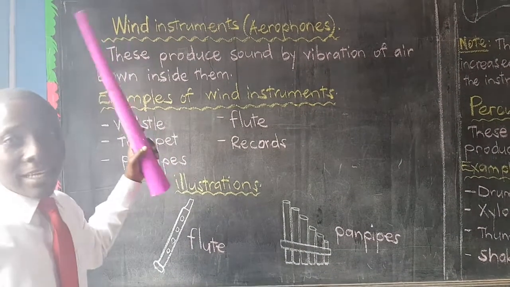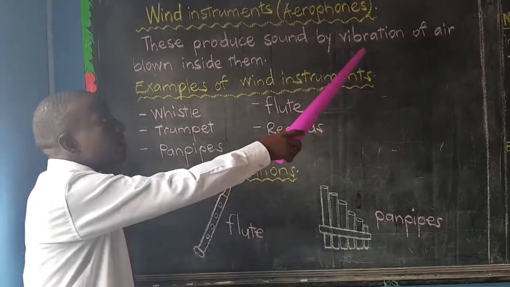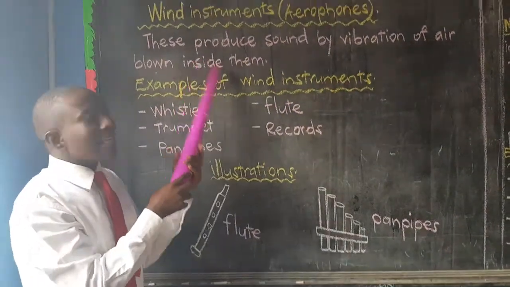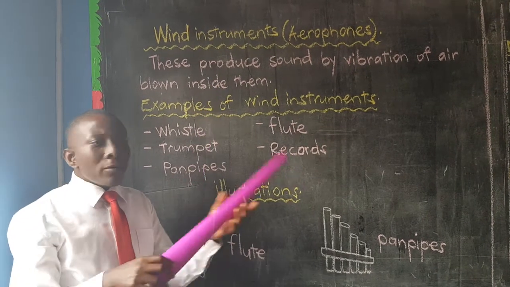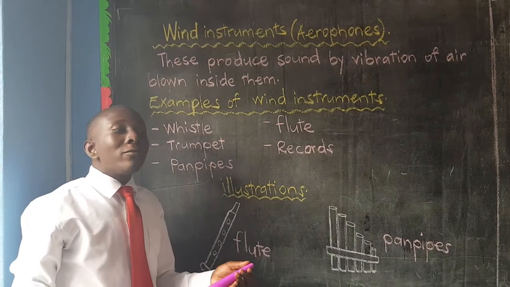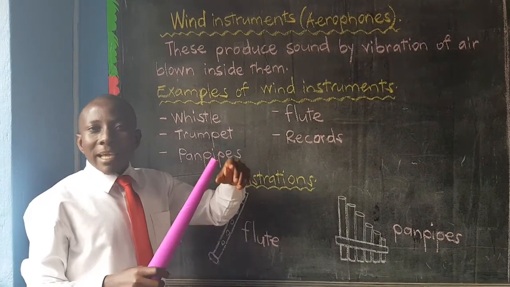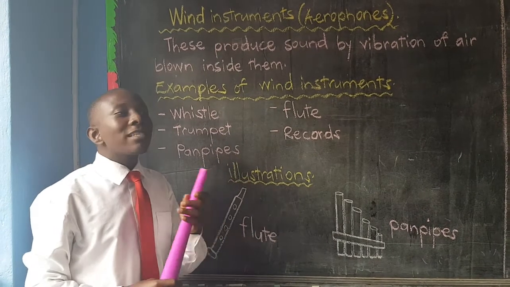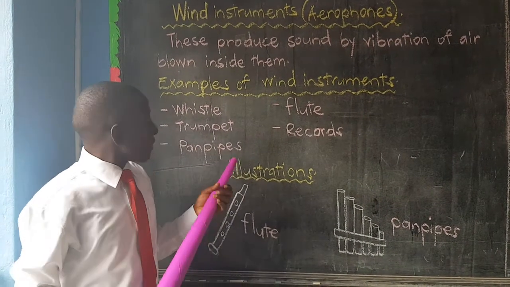These wind instruments produce sound by vibration of air blown inside them, such as a whistle. You may look at a whistle and you think inside it is empty, or a trumpet, but inside there is air. So to produce sound of it, you just blow that air inside it and you produce sound, okay?